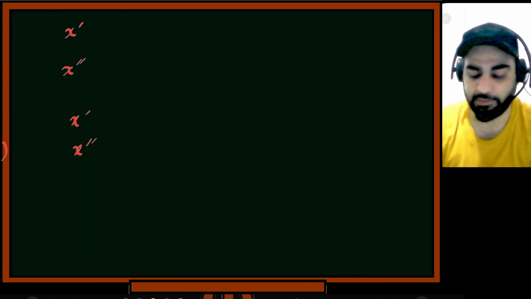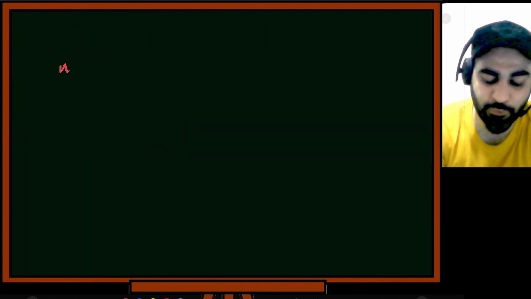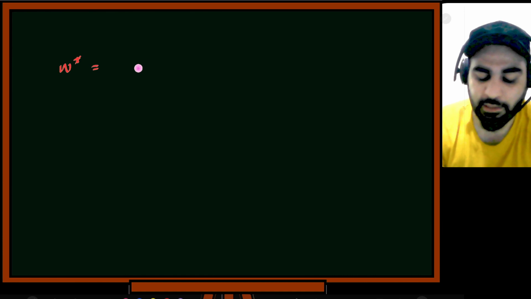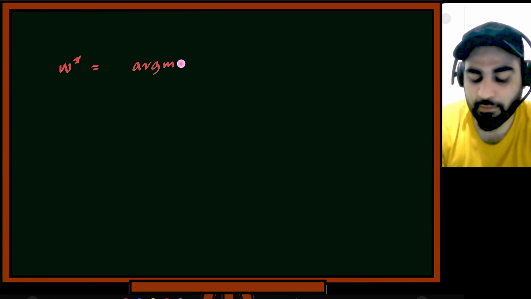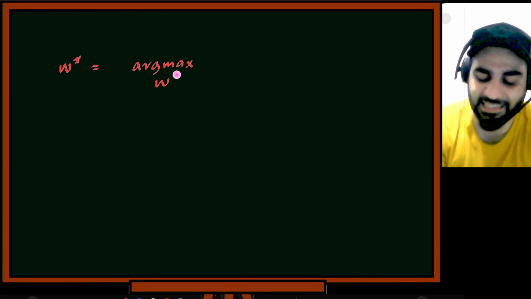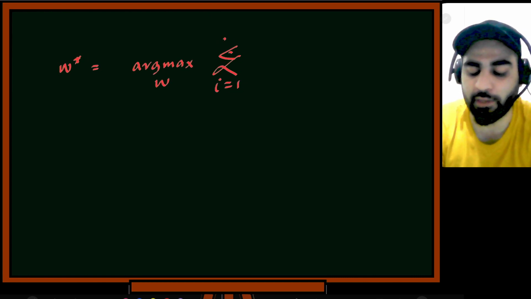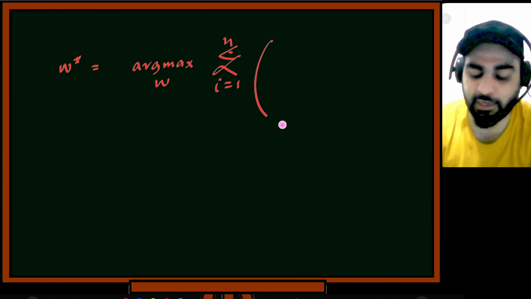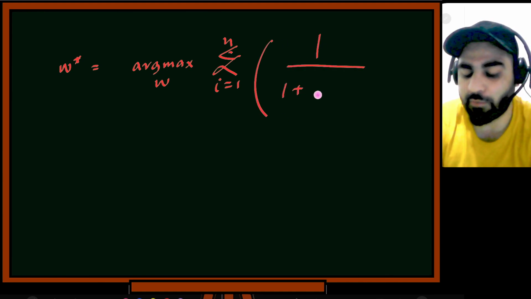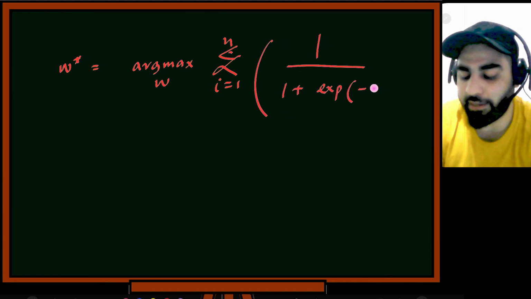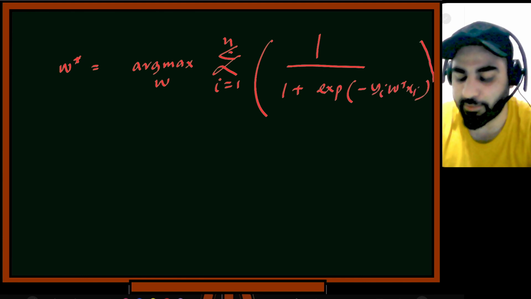So my equation is w star, the optimal w, is equal to arg max of w, you take such a w for which the summation for all the points i from 1 to n, this means for all the points, I should get this value as maximum: 1 divided by 1 plus exponent of minus yi w transpose xi. Okay, this I have to maximize.